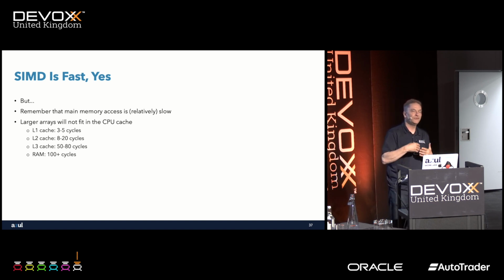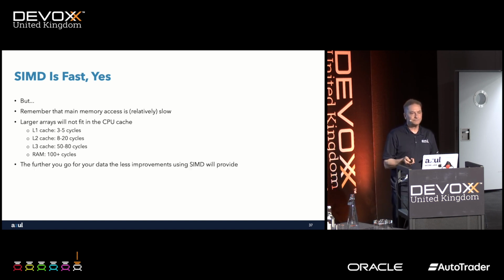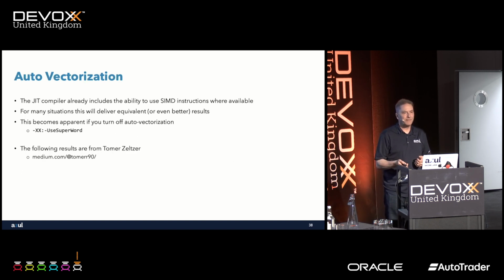The more you have to wait for the values to be brought from memory, the less impact you'll see from the ability to do these things in parallel. So the further you go away from the processor, the less improvement you'll see with using single instruction multiple data.